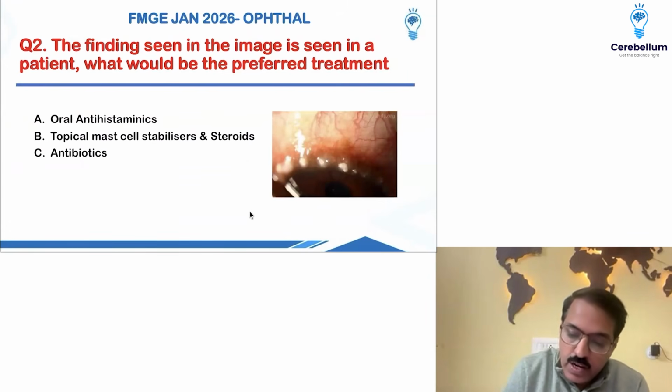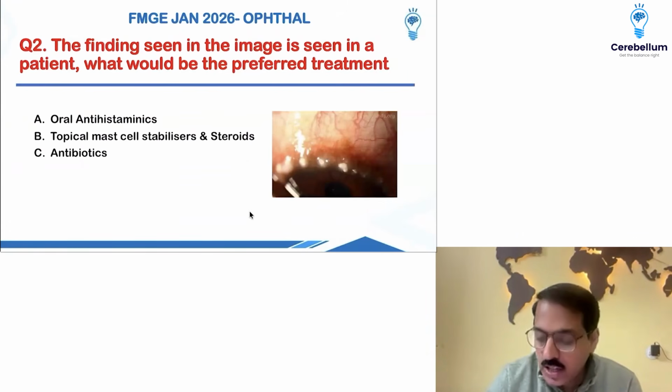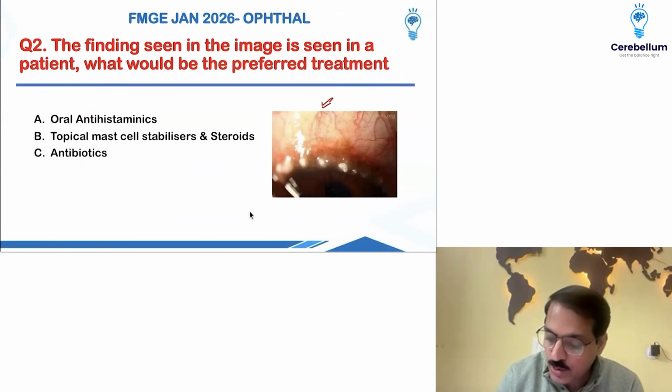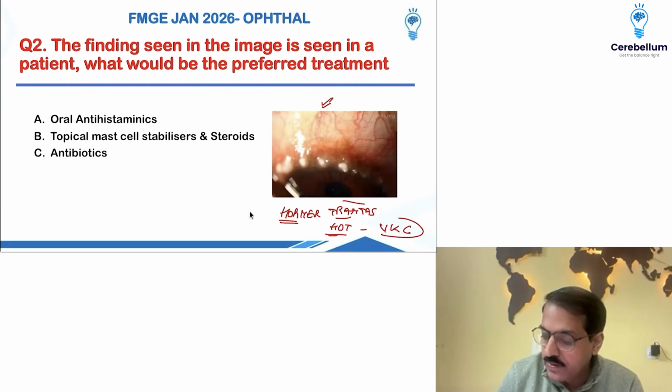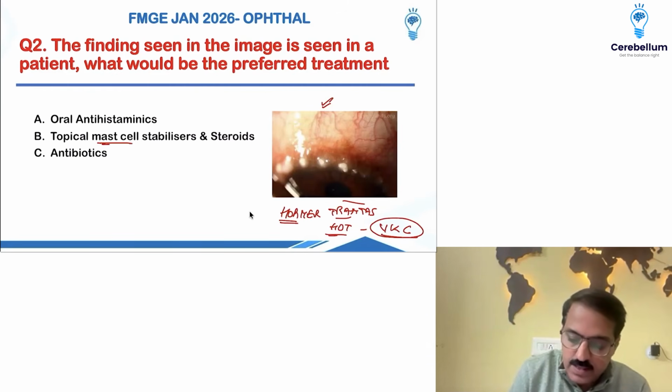Next, finding in the images given and what will be the preferred treatment. They had given this kind of image. They expected you to reach the diagnosis and tell us the treatment also. So this was Horner-Trantas spots, seen in hot weather, which is VKC. And what is the treatment for VKC? It is mast cell stabilizers and steroids.